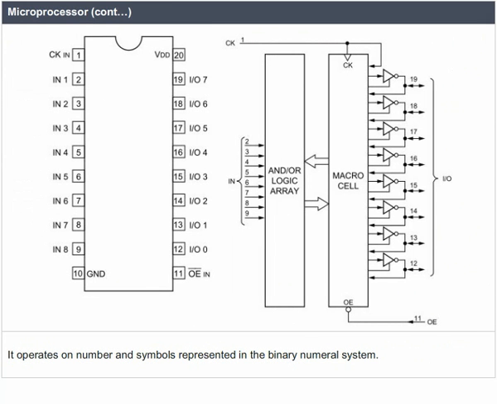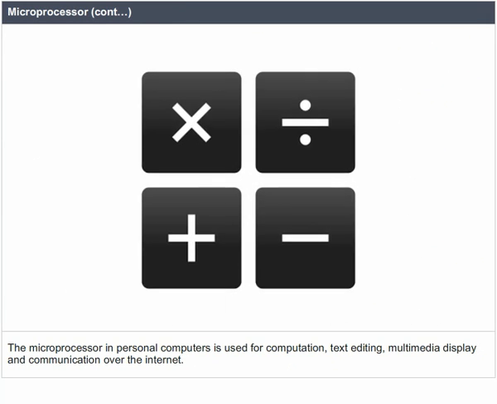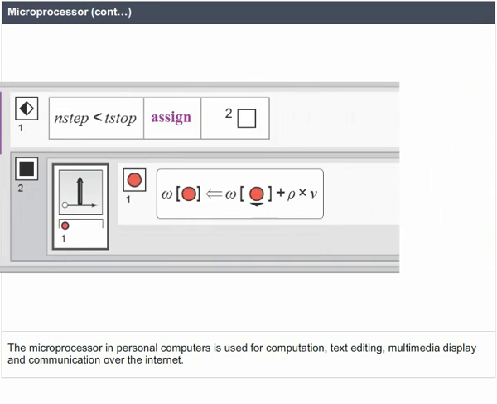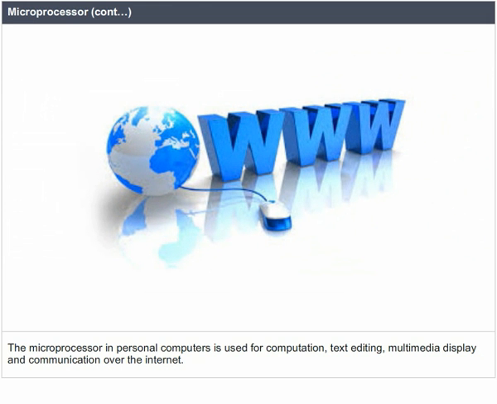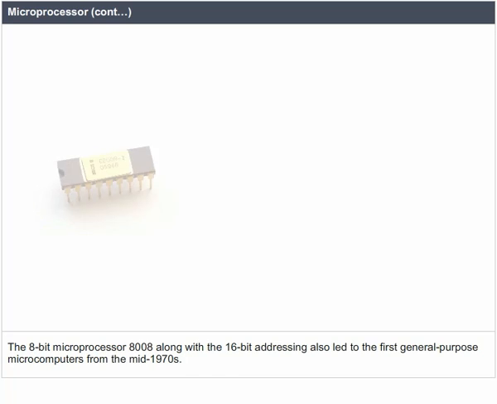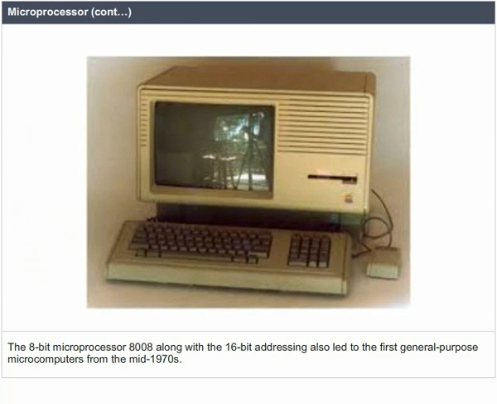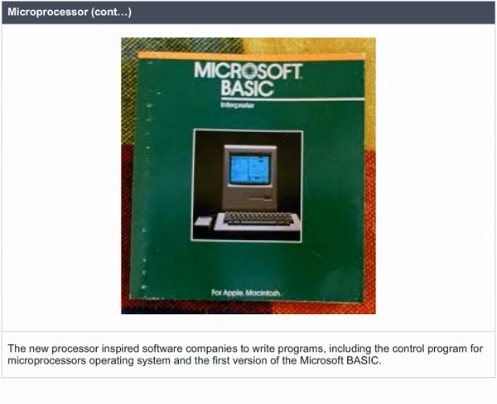It operates on numbers and symbols represented in the binary numeral system. The microprocessor in personal computers is used for computation, text editing, multimedia display, and communication over the Internet. The 8-bit microprocessor 8008, along with 16-bit addressing, also led to the first general-purpose microcomputers from the mid-1970s. The new processor inspired software companies to write programs, including the control program for microprocessors operating system and the first version of Microsoft BASIC.